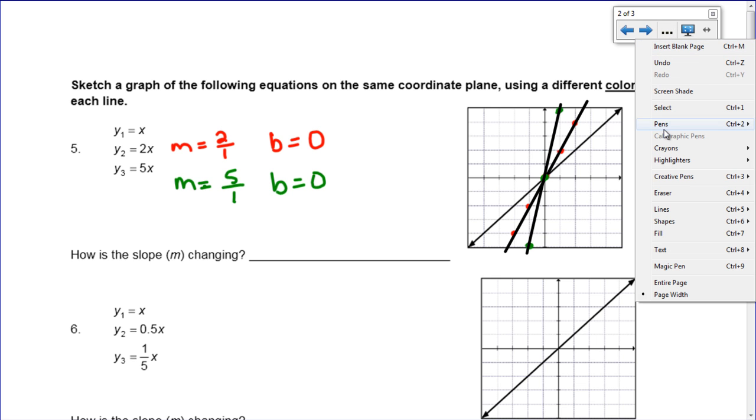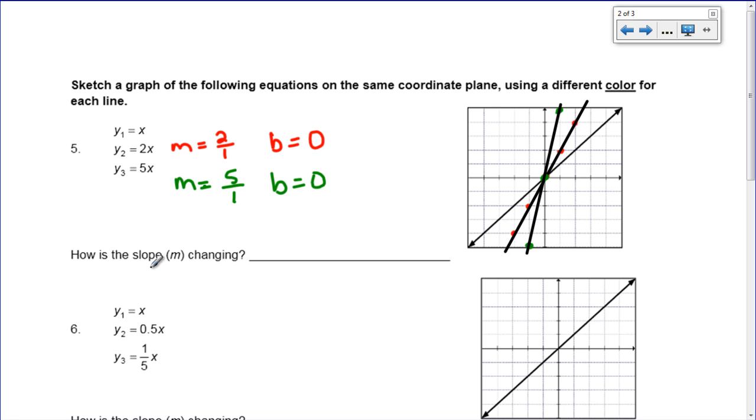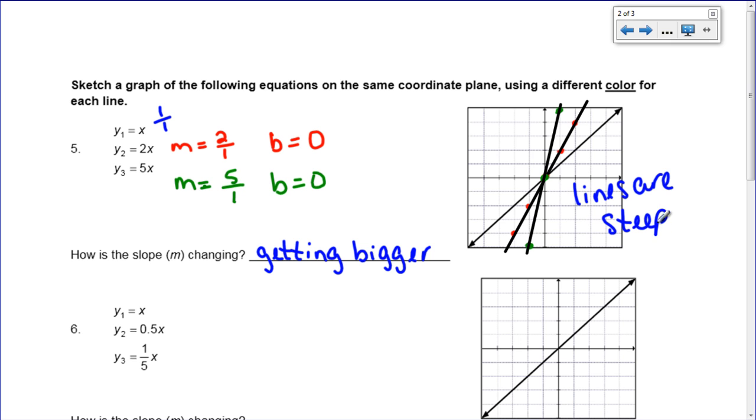So there is that line. Hopefully yours looks like mine, so we'll see what's happening. So how is the slope changing? Well, the slope of this first one was 1 over 1. This one's 2 over 1, and this one's 5 over 1. So the slope is getting bigger. And when the slope gets bigger and I increase the number in my slope, then my lines are steeper. So increasing the slope increases the steepness of my line.